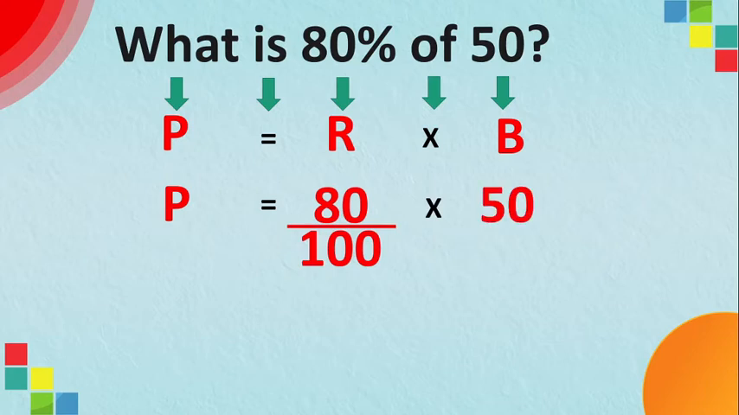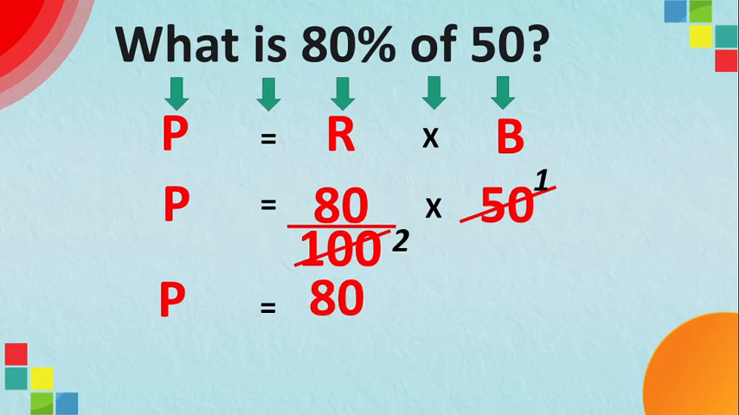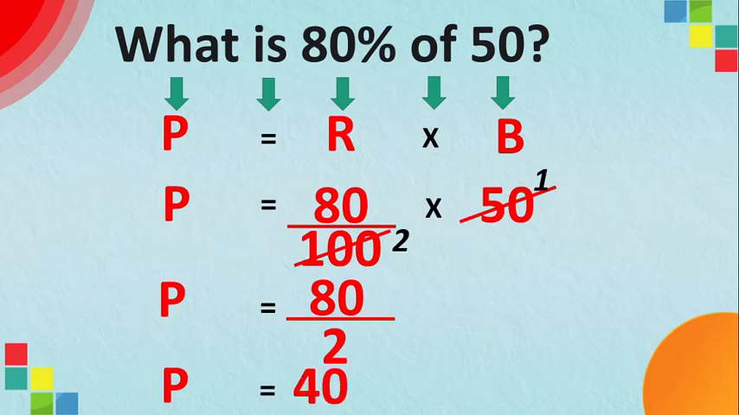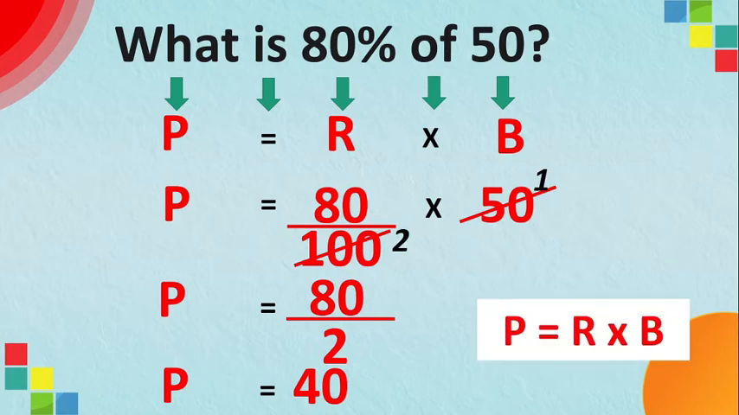This time we can factor 100 and 50, since both are divisible by 50. So 100 divided by 50 is equal to 2. 50 divided by 50 is equal to 1. Therefore, P equals 80 times 1 is 80, divided by 2. So percentage is equal to 40. Again, we used fraction form to represent the percent. So we can derive the formula as percentage is equal to R times B.